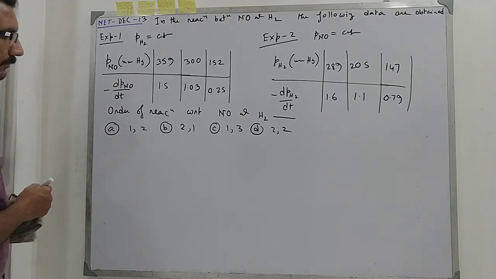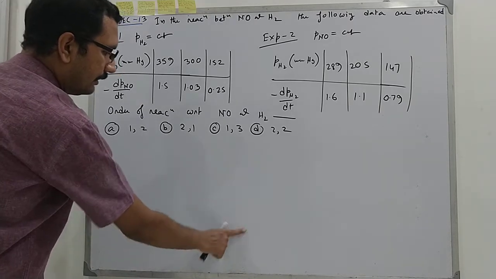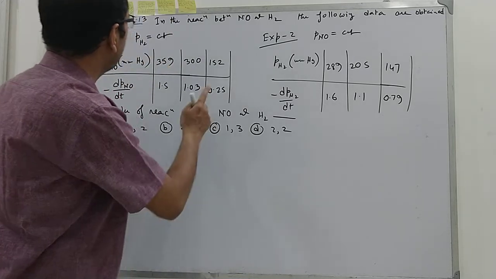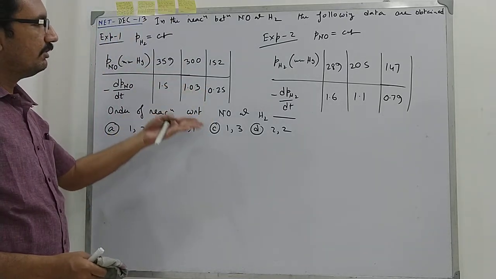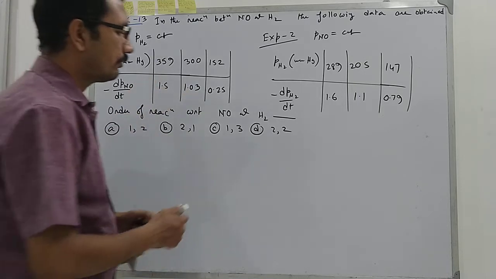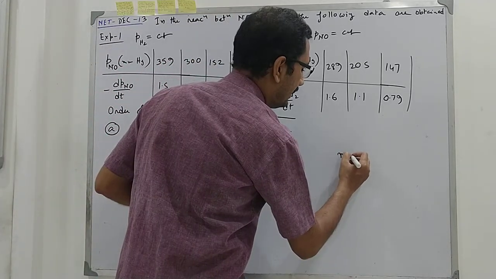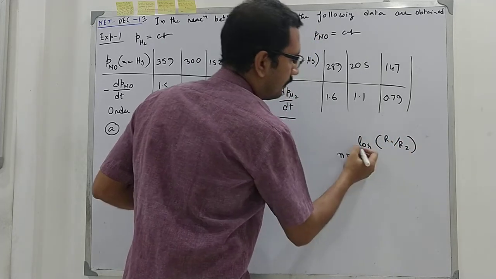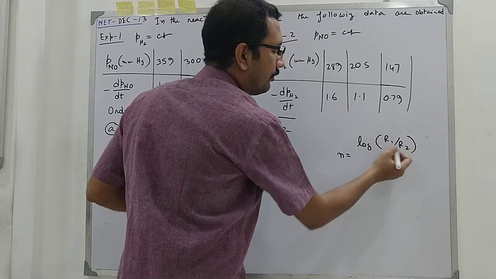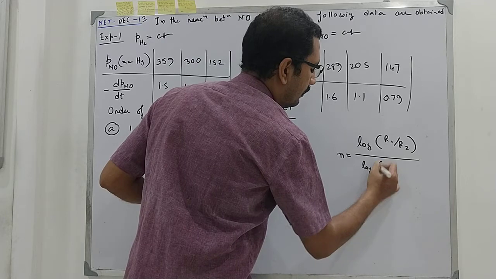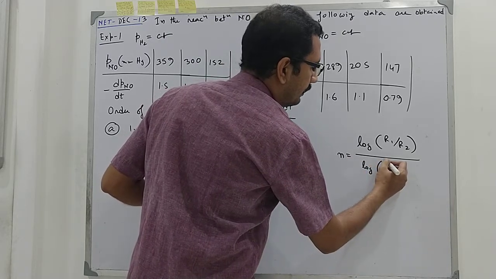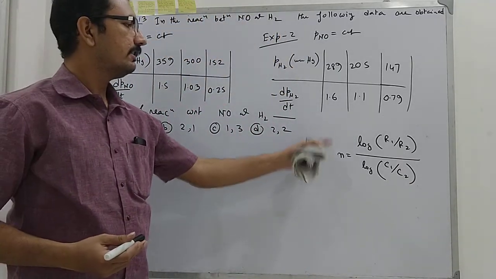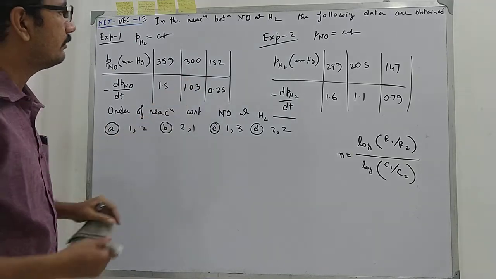Now I mistakenly erased the relation. The relation I obtained in the previous problem will be useful in solving this problem. So what was that relation? It was n equals, I can remember, the log of the ratio of the two rates divided by the log of the ratio of the respective concentrations. So that gives us the order. So this relation can help us to find out the order of this reaction.